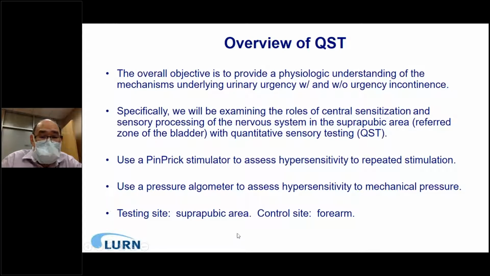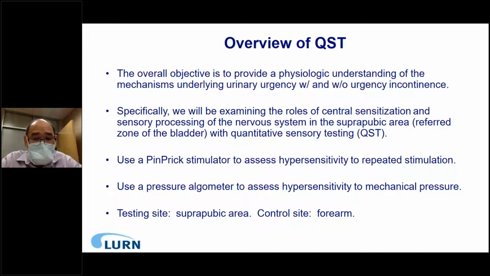Okay, so this is something we went through during the steering committee webinar, but I'm going to just very briefly go over. So the purpose of the QST, which stands for quantitative sensory testing, is to provide physiologic understanding or measurements of the mechanism that underlies the symptoms that our patient has been reporting. Specifically, as you know, in LURN 2, we're studying patients with urgency without UUI.